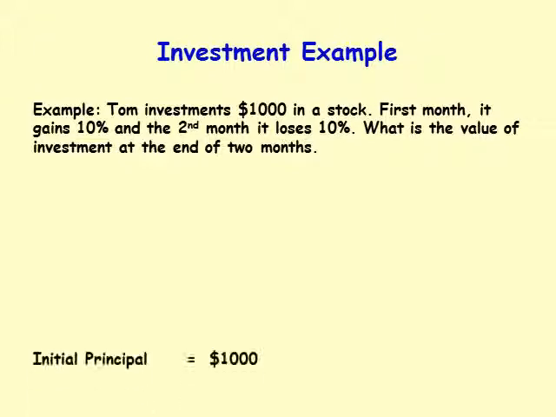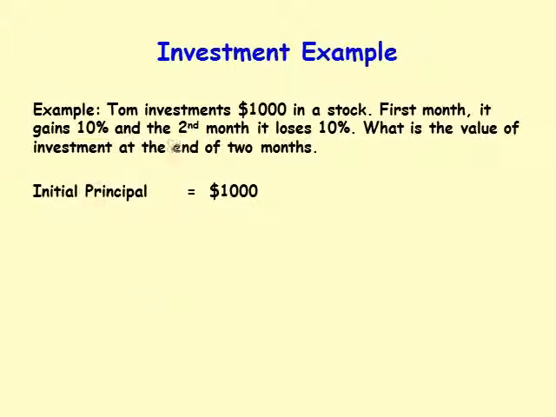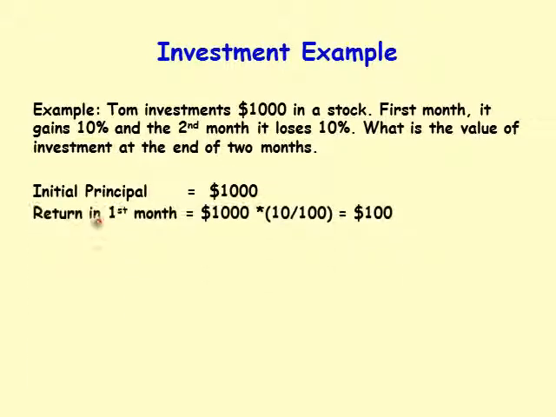Okay, let's continue here. It's like a compound interest. The initial principal is $1,000. Return in the first month, which is like interest, is $1,000 times 10%, which is $100. 10% of $1,000 is $100. Move the decimal place to the left by 1.